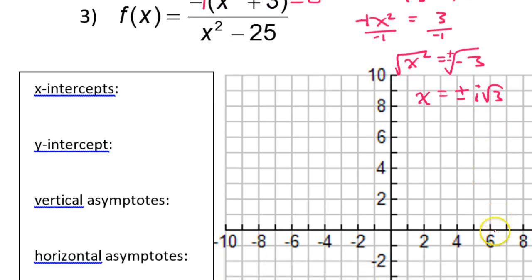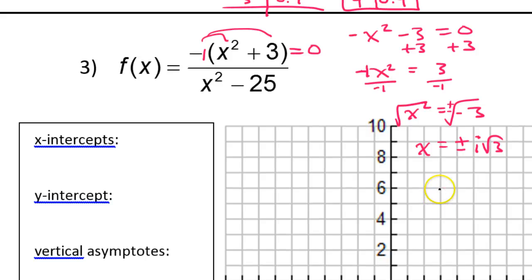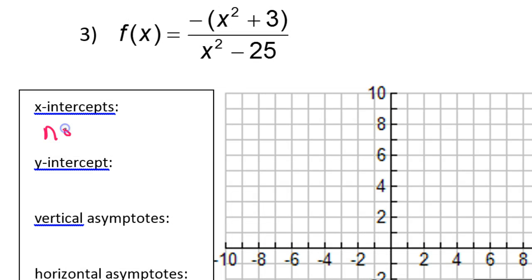Alright, imaginary numbers don't show up as x-intercepts on a number line. So that means there are no x-intercepts. So we'll just put none. It'll be interesting to see how that happens. Anyway, time for the y-intercept.